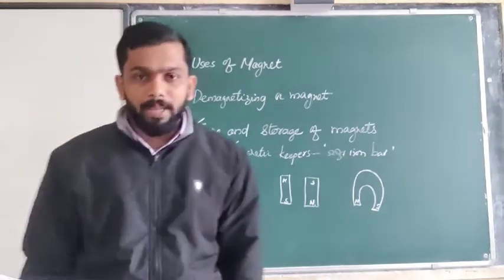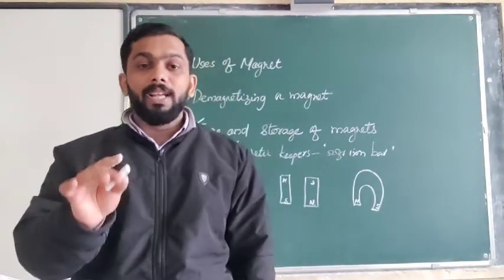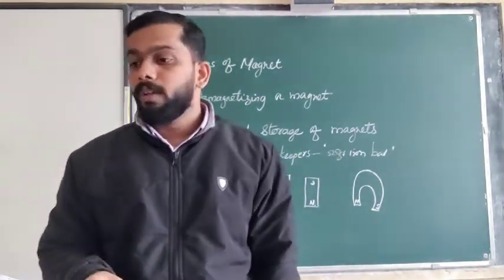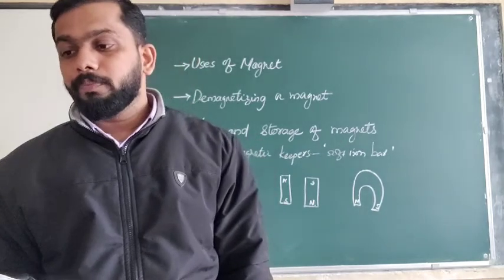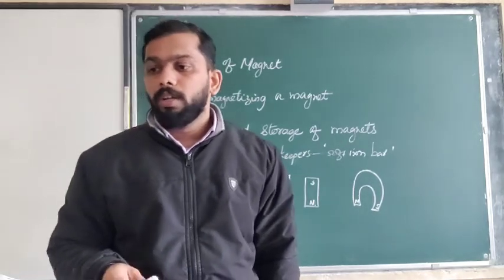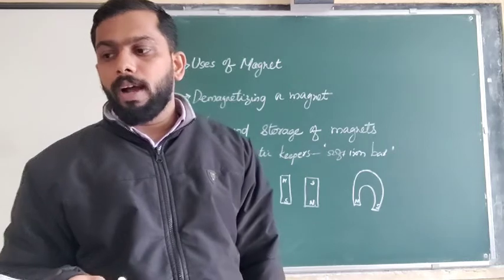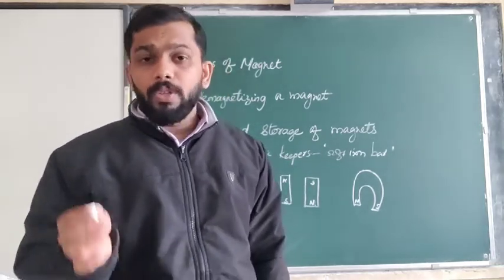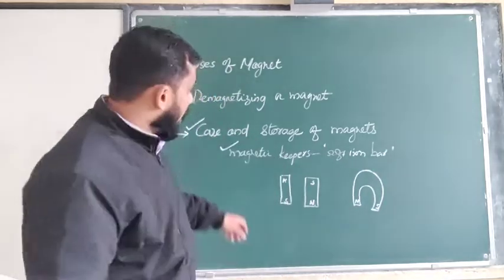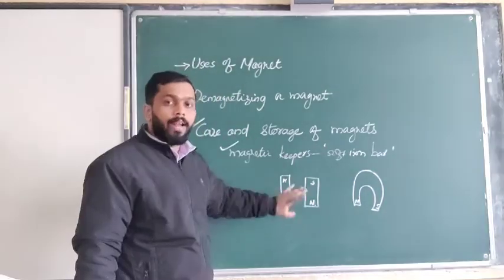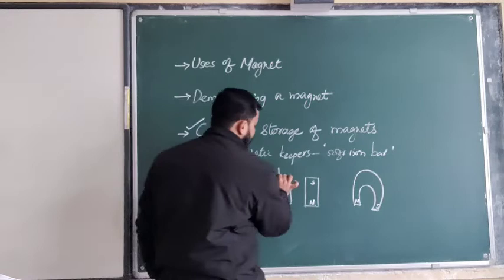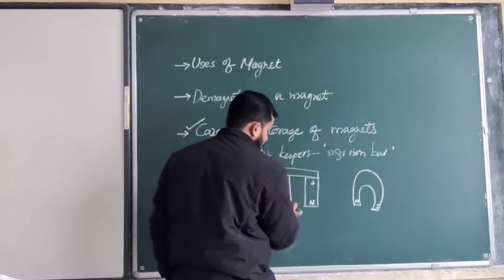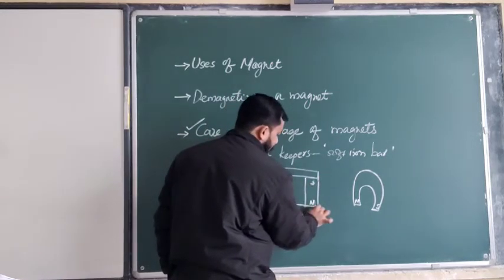So what is a magnetic keeper? A magnetic keeper is a piece of soft iron bar. We use iron material, no? Soft iron bar only, as the core of the electromagnet we were using. So how to store the magnet? Suppose I have two bar magnets. What will I do? I will place two soft iron bars.